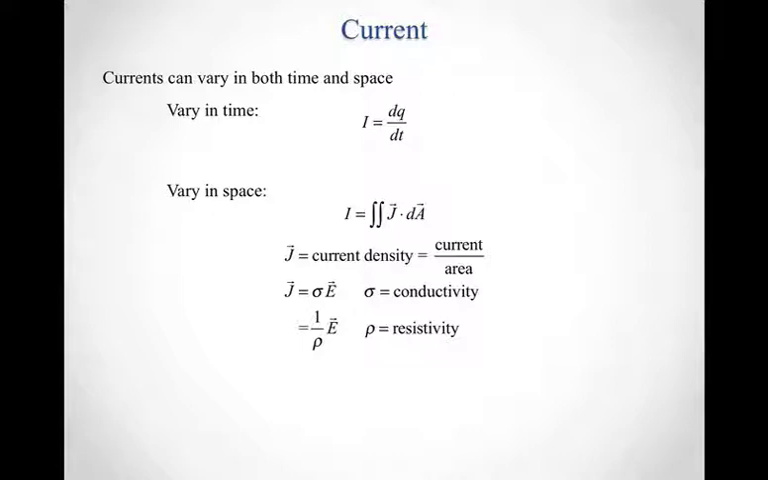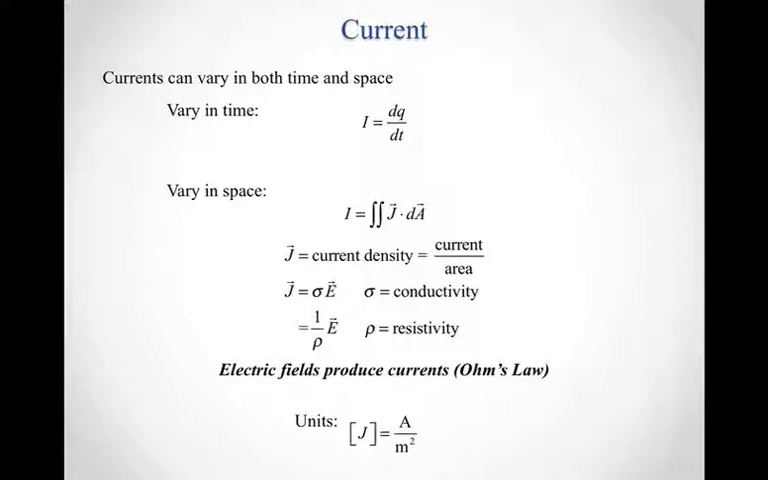Now, fundamentally, what both of these expressions are trying to tell me is that electric fields produce currents. And so this is one way to think about Ohm's law. Where do currents come from? Currents come from the fact that we have charges that are located within electric fields. So as electric fields cause the charges to move, that's why we end up with currents. If you want to think about the units of J, well, again, as a current density, it's current per area. Units of current are amps, units of area are meters squared.